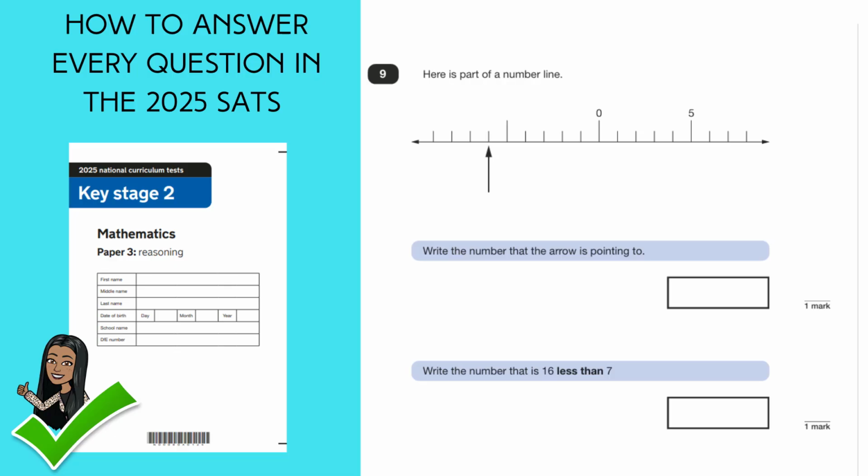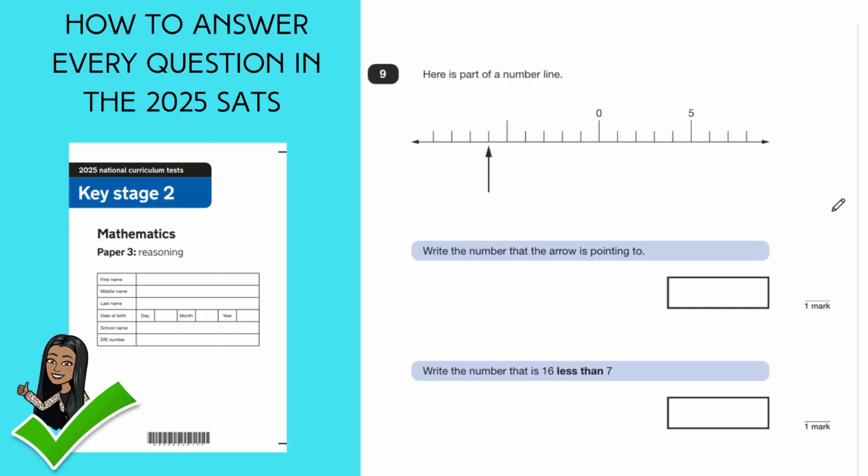Here is part of a number line. Write the number that the arrow is pointing to, and then the second part of the question is to write the number that is 16 less than 7. Okay, so what is the number that the arrow is pointing to? You can see there's a 0 here and a 5 here. That gives us our scale factor.